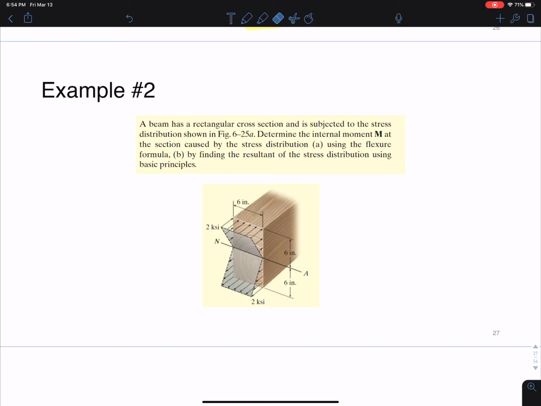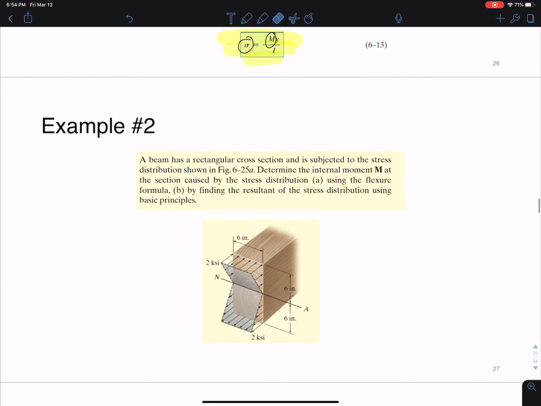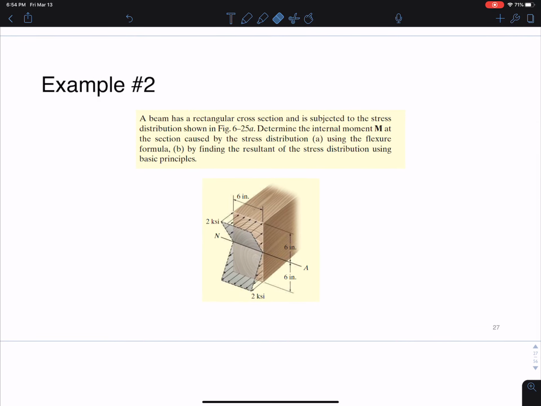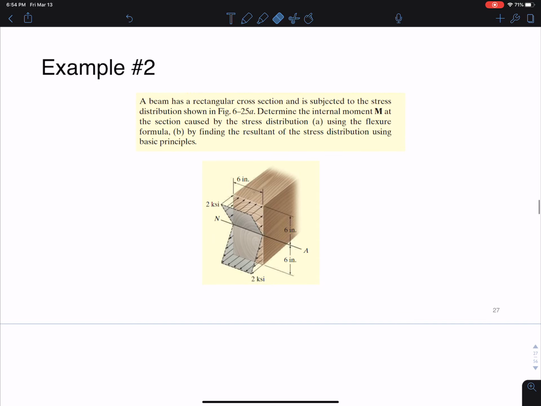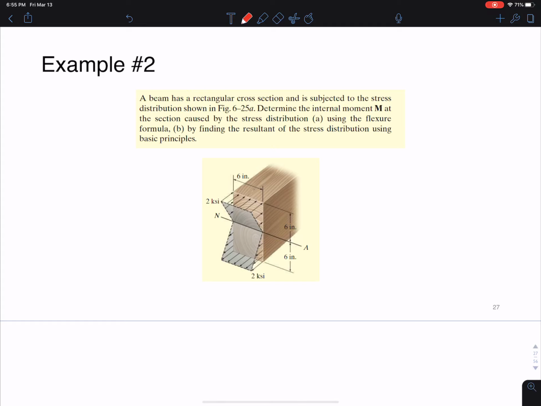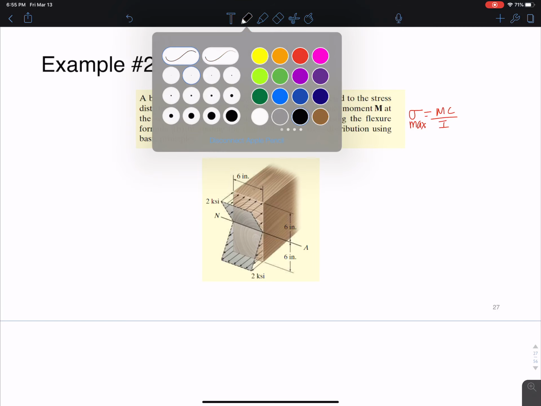All right, guys, so let's pick up right where we left off and jump right into example 2. We had just derived the flexure formula, and now we are going to solve for the internal moment at this section shown using two methods. We're going to use the method that we just derived, the flexure formula, sigma equals Mc over I, or this is sigma max. And we're also going to find the resultant by using basic principles, which is basically statics and what we already know.